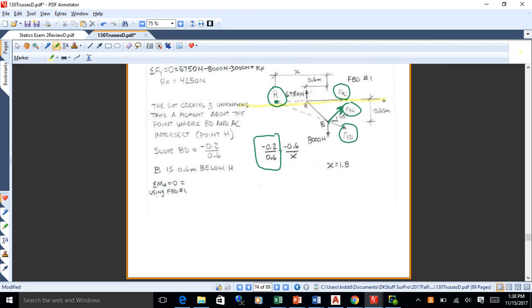Now the horizontal line has to go 0.6 meters up. So that's the rise, you might say, and the run is the unknown, x. So I'm going to set my known slope, negative 0.2 over 0.6, that's the slope of BD, and I know I want that rise to be negative 0.6. So I want to solve for x. I'm just setting two slopes equal, and I'll just cross multiply to solve that. And I'll solve for x.